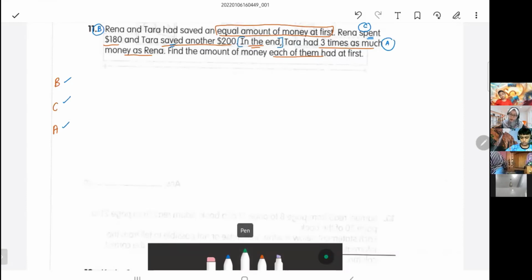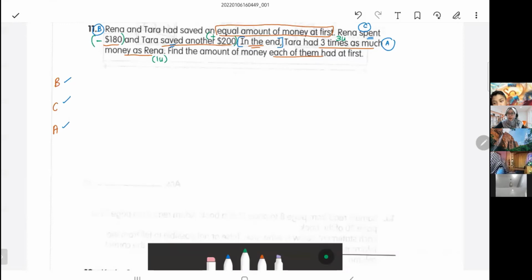Now to identify what to put in. So I know that spent is my change. How much did Rina spend? It's minus. Spent is minus. So this is Rina, minus 180. Tara saved another. Save means you add to your money. So it's plus 200. Tara had 3 times as much as Rina, so it's 3 units, and Rina is 1 unit. That's my after.